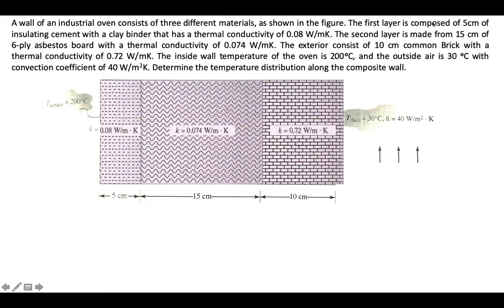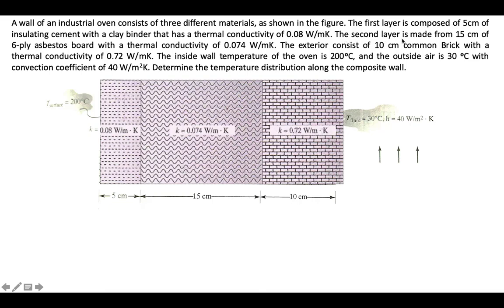The first layer is composed of 5 cm of insulating cement with a clay binder that has a thermal conductivity of 0.08 watt per meter Kelvin. So the thermal conductivity of this material is given, that is K1 equals 0.08 watt per meter Kelvin.